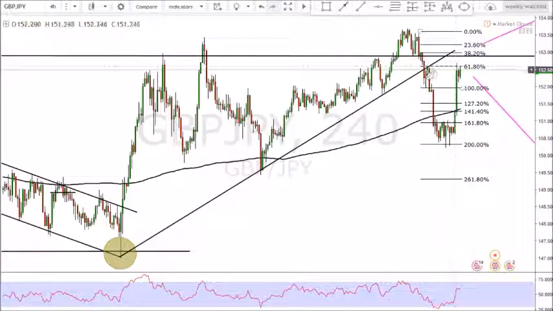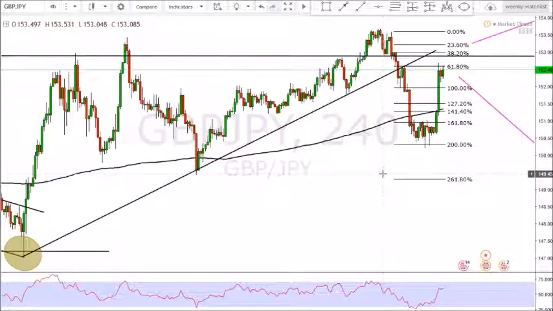So we have confluence by the fib tool, and on the other side the trend line was acting as a support here. After the break, it is acting as a resistance. So double confluence means short. How could you have played it?